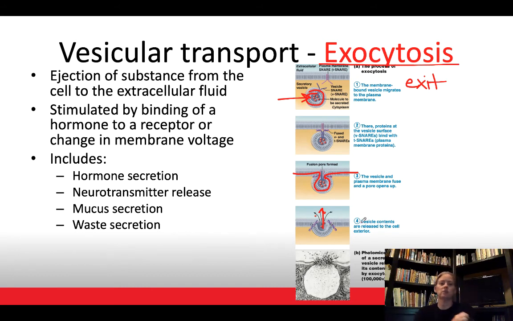to the extracellular fluid. So there's a couple processes where we see this happen, and one of them is hormone secretion. So when we have endocrine glands that are secreting their hormones, most of the time they're going to do this through exocytosis. Also neurotransmitter release, secretion of mucus, and then waste secretion throughout the body.